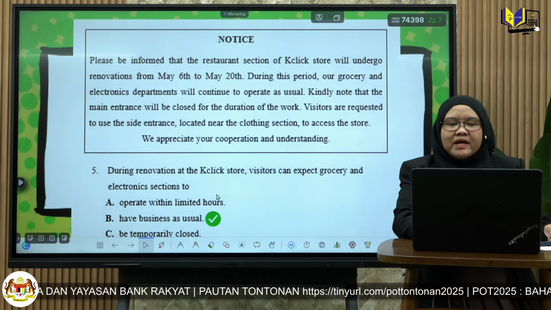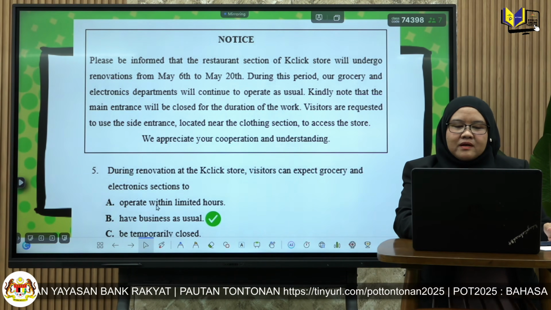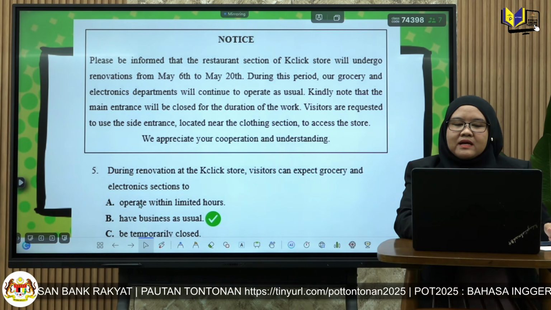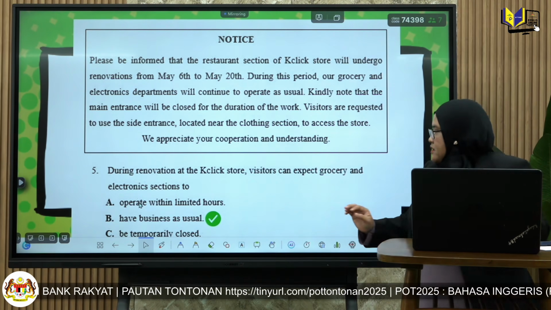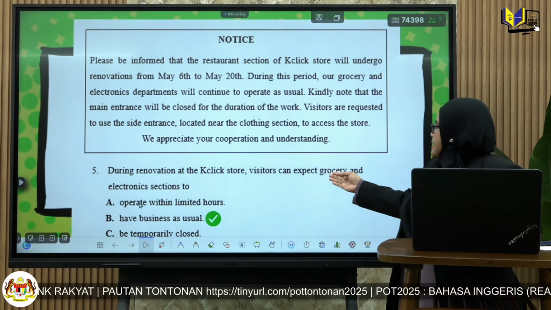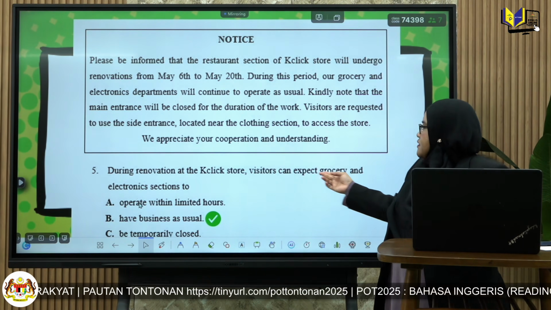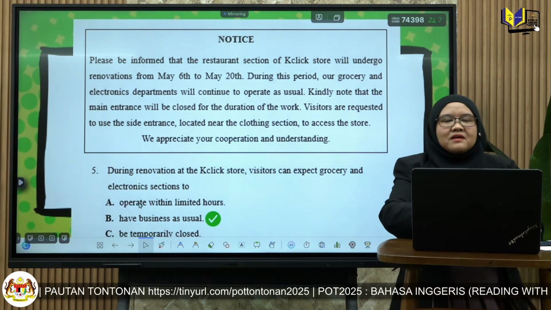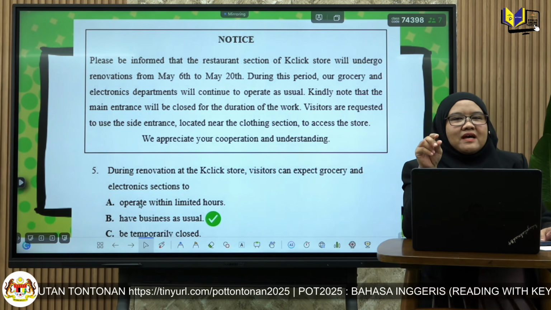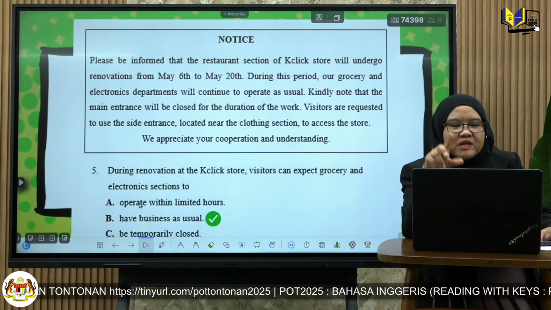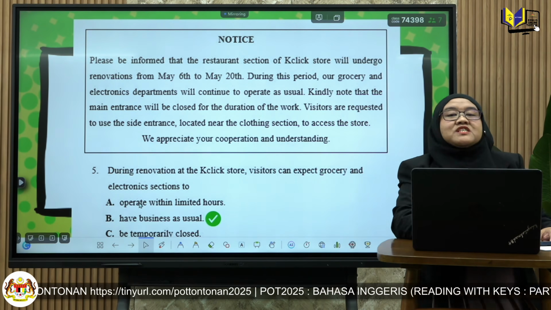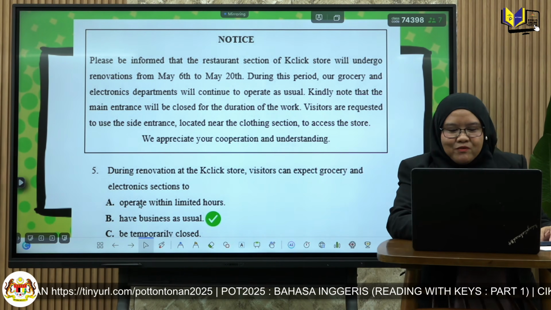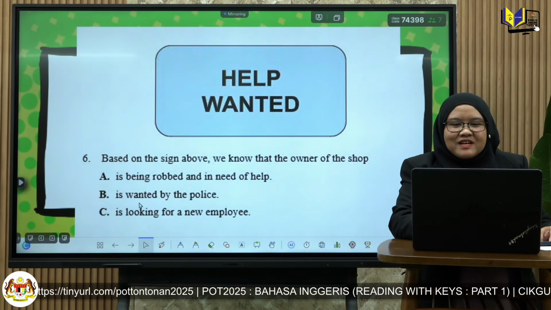Okay, some of you might confuse whether the answer is A or C. The reason why the answer is B is because the question focus on grocery and electronics, not restaurants. So the word restaurants there is trying to trick you into believing that A and C is the answer, which is not. The answer is B. Well done, everyone who answered the questions.